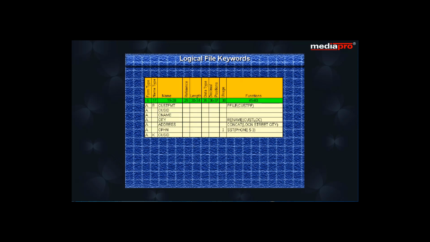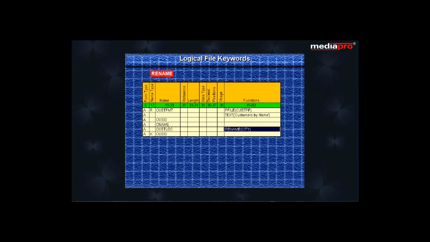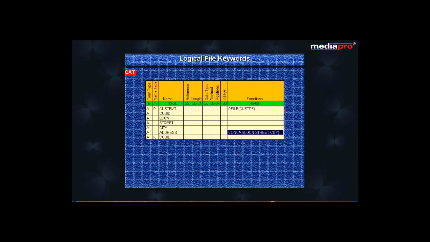Next, we will look at three field level keywords: rename, concatenate, and substring. The rename keyword is used to rename a physical file field to suit high-level language programming requirements. For example, here we are renaming the city field in the physical file as custlock in the logical file.